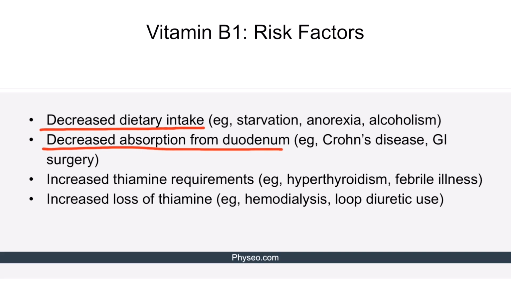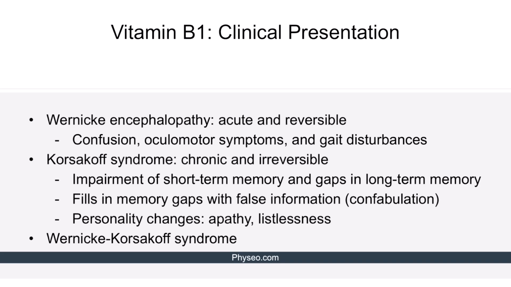Conditions where the vitamin B1 requirements are increased, such as hyperthyroidism or febrile illness, can also lead to thiamine deficiency. Finally, increased loss of thiamine in patients, such as in patients on hemodialysis or taking loop diuretics, can also cause thiamine deficiency as well. Let's move forward with clinical presentation.